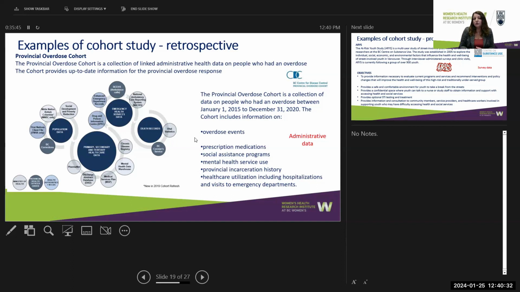When I started to work on this, it was the first cohort. It started from 2015, and right now they have more data, but last year it went until December 2020. It's mostly administrative data. We had overdose events, prescriptions, social assistance program information, mental health services use, incarceration history, and health utilization. We can measure how often people access hospitals and emergency departments, and what the reason for access was, and all this information.